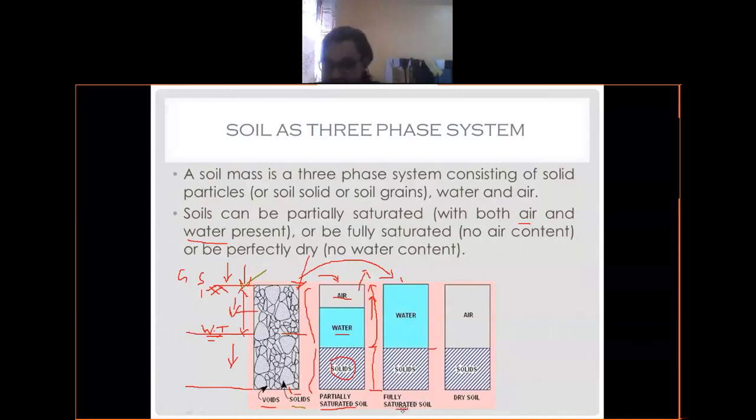Saturated, I already told you, is related to the presence of water. Now, what do you mean by fully? 100%. That means full void. All the voids will be fully occupied by water. That's why it's called fully saturated soil.